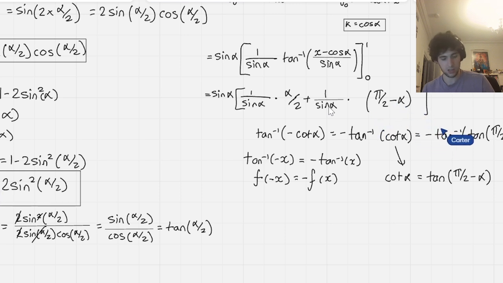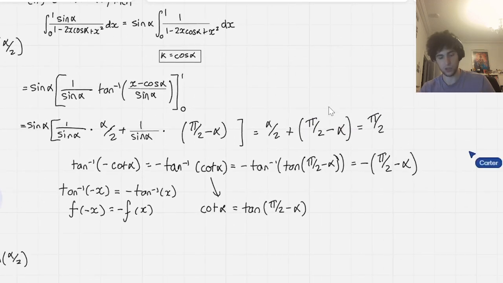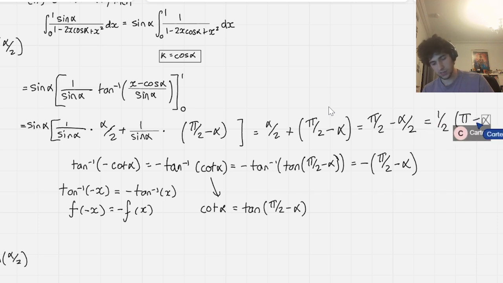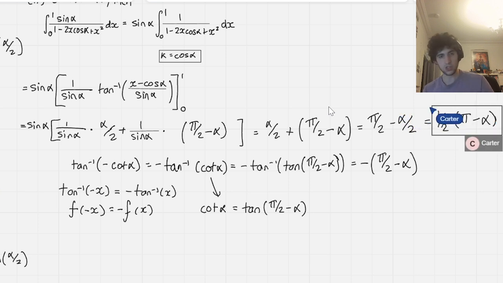So sine of alpha times 1 over sine alpha is just 1. So we can clean that up. That gives us alpha over 2 plus, again, sine alpha times 1 over sine alpha is just 1, so plus pi over 2 minus alpha. Alpha over 2 minus alpha just gives us minus alpha over 2, which is just the exact same thing as a half times pi minus alpha, exactly as required.